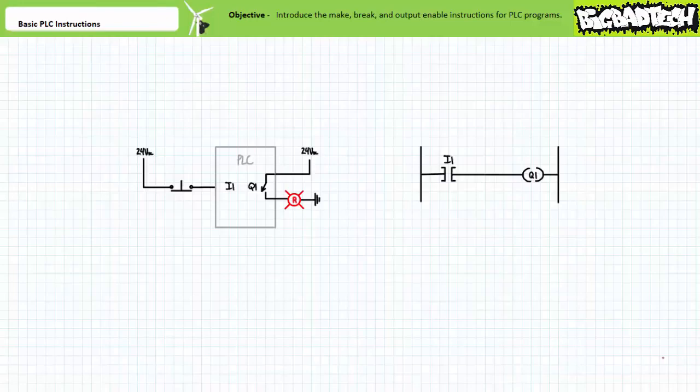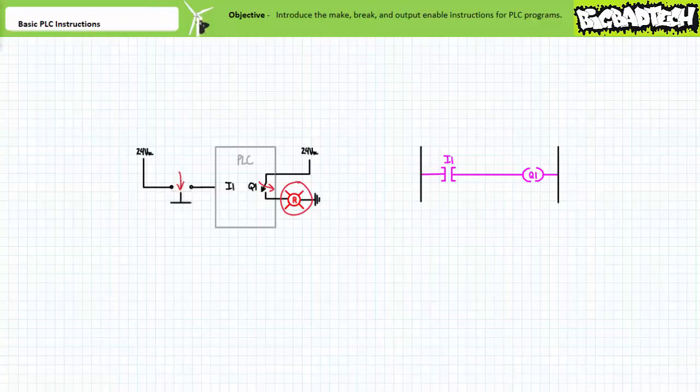Again, let's consider the response of this system for two different scenarios. First, when the field input device is in its deactivated closed state, and again, when it's in its activated open state. When the field input device is in its deactivated closed state, input 1 is receiving a logical 1. Being a make instruction, this means the PLC program does permit logical continuity from left to right, and output Q1 is energized. The coil of electromechanical relay Q1 is energized, and its associated contacts close. The pilot lamp on Q1 illuminates.